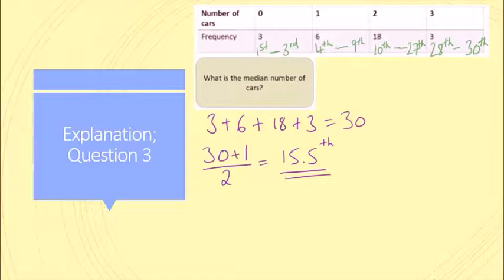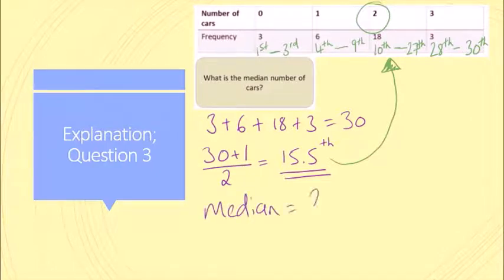So the 15.5th value would be in this particular column here, which is the number of cars equal to 2. So we can say the median number of cars is equal to 2.